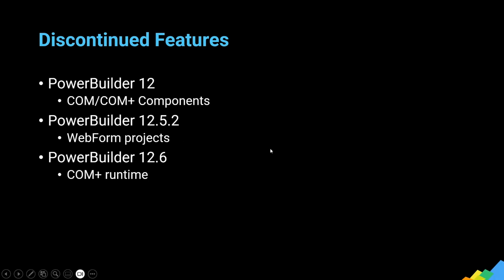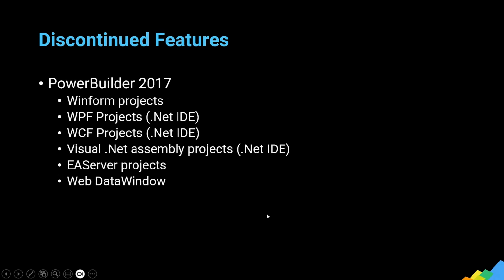In PowerBuilder 12, that's where the COM+ components were dropped. PowerBuilder 12.5.2 dropped web form projects. PowerBuilder 12.6 dropped the COM+ runtime. PowerBuilder 2017 dropped WinForm projects, WPF projects, WCF projects, the Visual .NET assembly projects, EA Server projects, and the Web DataWindow.